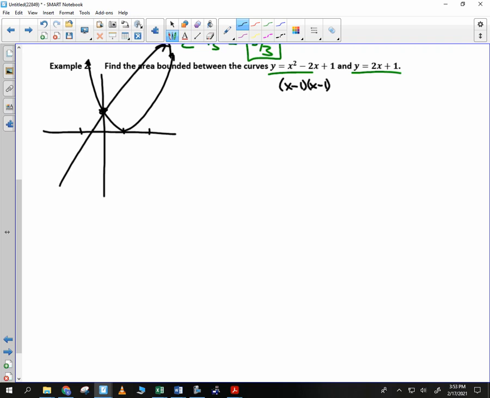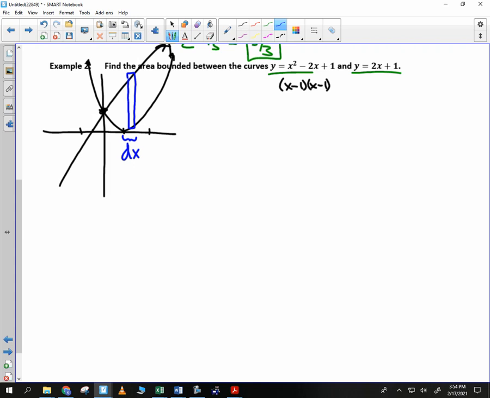So I'm looking for this. And again, if I draw the rectangle, you can see what the top function is. It's the line, and then the parabola is the bottom function. So this has what we call horizontal width. The width is dx, and that's important. Horizontal width dx. Vertical rectangle, but horizontal width.